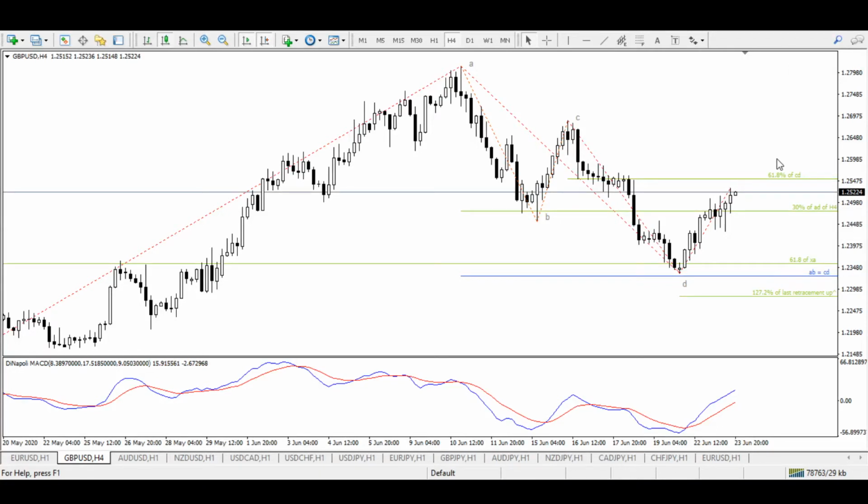Hi fellow traders. I'm now looking at GBP USD, and we have a very interesting setup on GBP USD for bearish context as well as for bullish context. So we'll start with the 4-hour time frame, and we will discuss the bearish context here first.